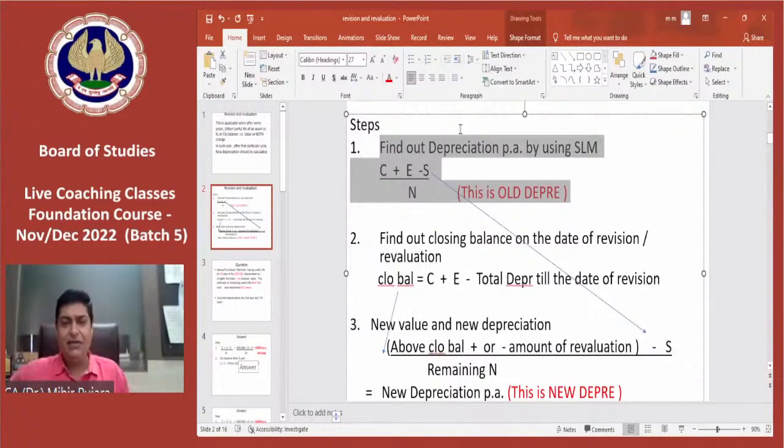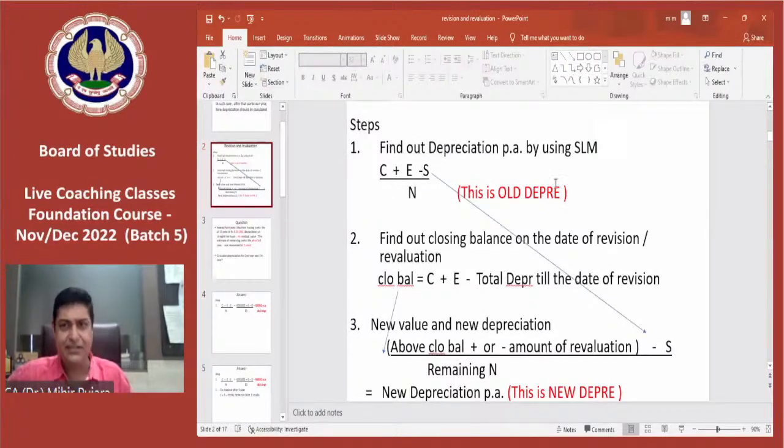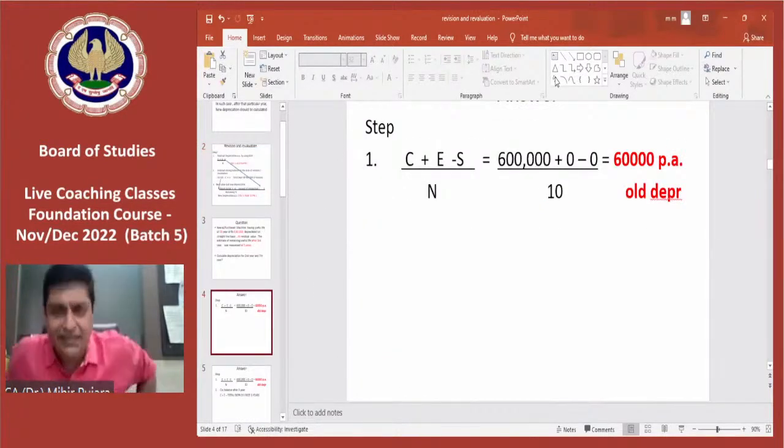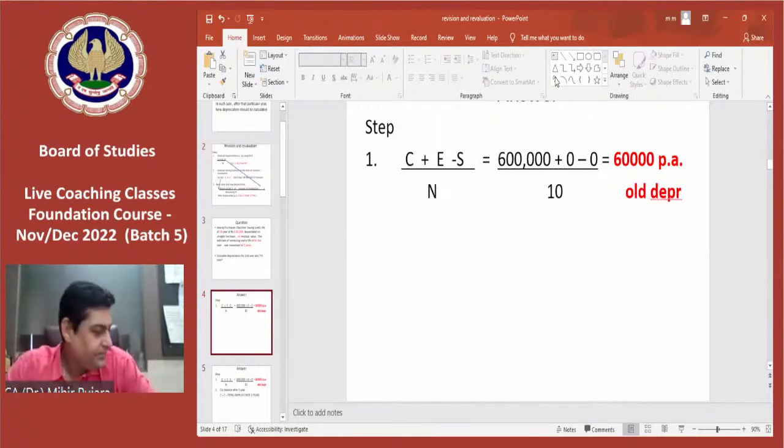Revision is of number of years and revalue is the value of closing balance. Both are logically the same, but in one we are changing the number of years, and in the second we are changing the value. Perfect, guys. 60,000. That's great, guys. Perfectly all right.